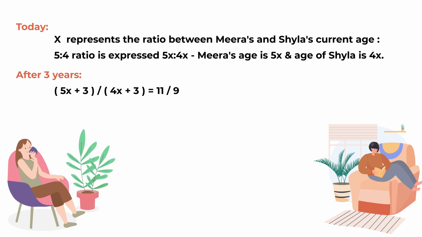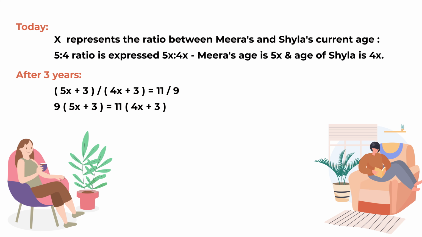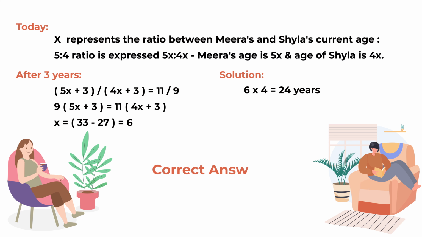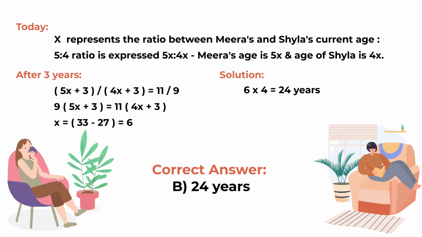After simplification, we will have 9 multiplied, in parentheses, by 5x plus 3 equals 11 multiplied, in parentheses, by 4x plus 3, which means that x will be equal to 33 minus 27, which is equal to 6. So to calculate the present age of Shyla, we need to multiply 6 by 4, which was her ratio in the initial equation for the current age, which is equal to 24. So the correct answer is choice B, 24 years old.